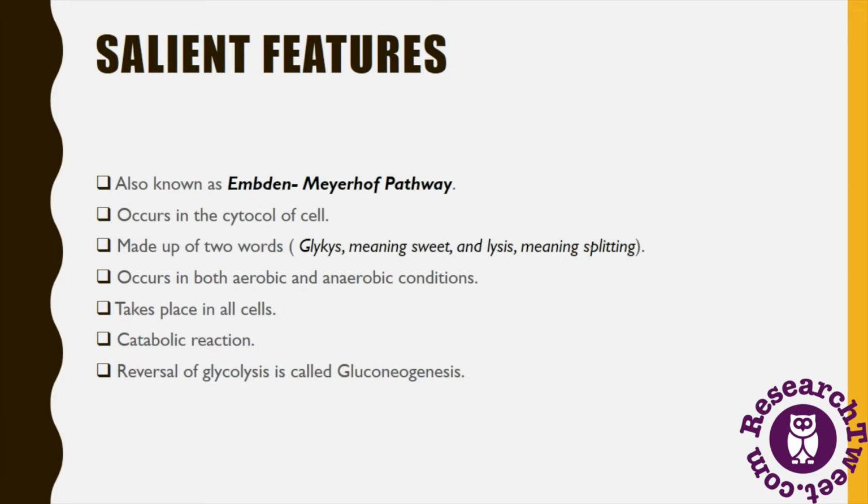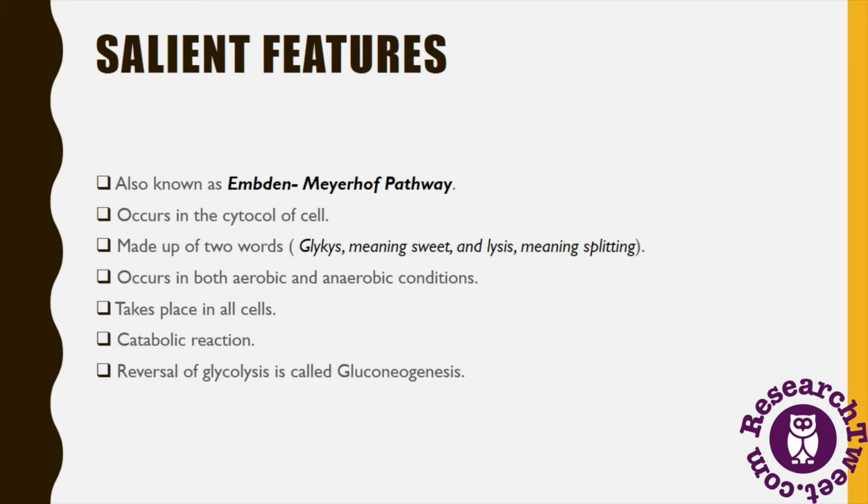So let's start with some salient features and general characteristics of this metabolic pathway. Glycolysis is also known as the Embden-Meyerhof pathway, named after the scientists who discovered it. These are Gustav Embden, Otto Meyerhof, and Jacob Karol Parnas. Glycolysis occurs in the cytosol of the cell in most organisms, and the word glycolysis is made up of two words, glykis, which means sweet, and lysis, which means splitting.